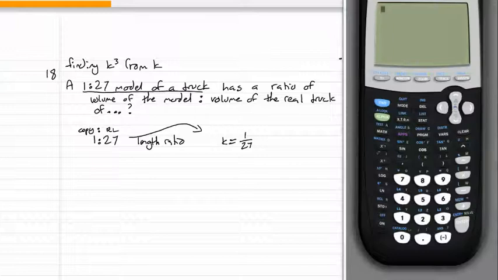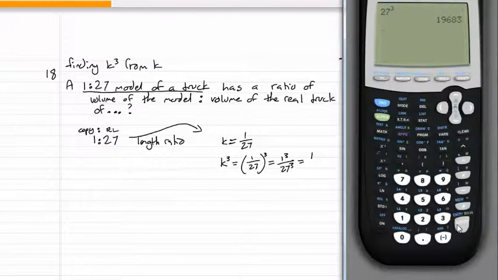I want the volume ratio, so I want k cubed, so that will be 1 over 27 cubed. And I do recommend we keep this as a fraction. That's 1 cubed over 27 cubed. And I want to keep it as a fraction because I want to get it back to a ratio. I don't want a decimal. 1 cubed is 1. 27 cubed, well, 27 to the power of 3. Really nasty big number. 19683.